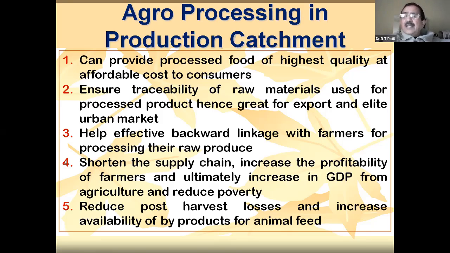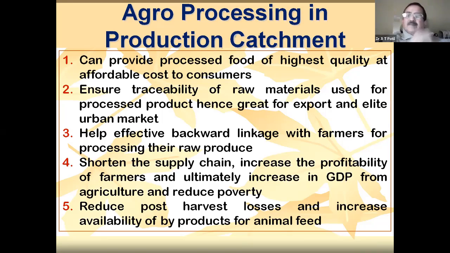Help effective backward linkages with farmers when they process their raw produce. That means we always say that these processors should have direct backward linkages with the farmer. There should not be any middleman. But this is possible only when the unit is in the rural areas.